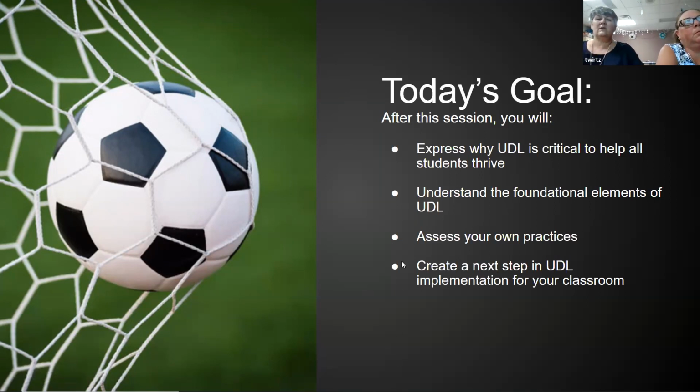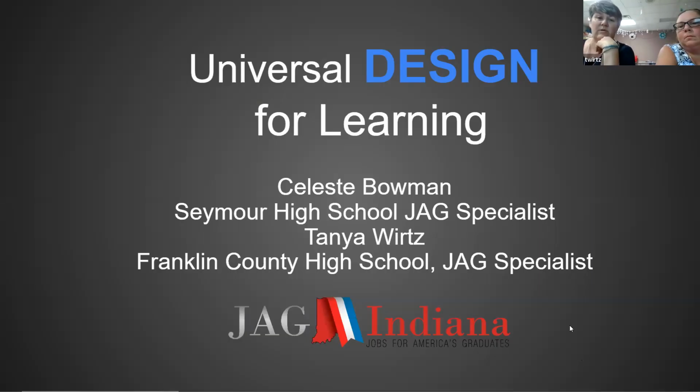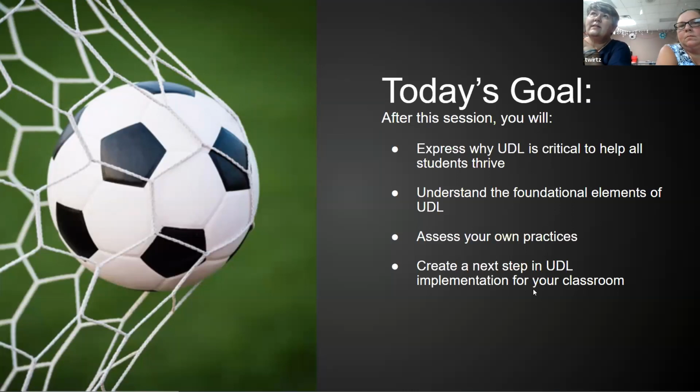So Universal Design for Learning, my goal is that you'll understand and that we'll be able to explain why UDL is critical to help students thrive, to help all students thrive, not just 1 or 2. I hope that we can understand the foundational elements of Universal Design for Learning, that we'll be able to assess our own practices. And I've been working on UDL for a year now, and I mean, it's a process, and it's a slow process. It's not a quick thing. And then maybe we can create a next step for UDL implementation in individual classrooms. Just give you some ideas of places where to start.